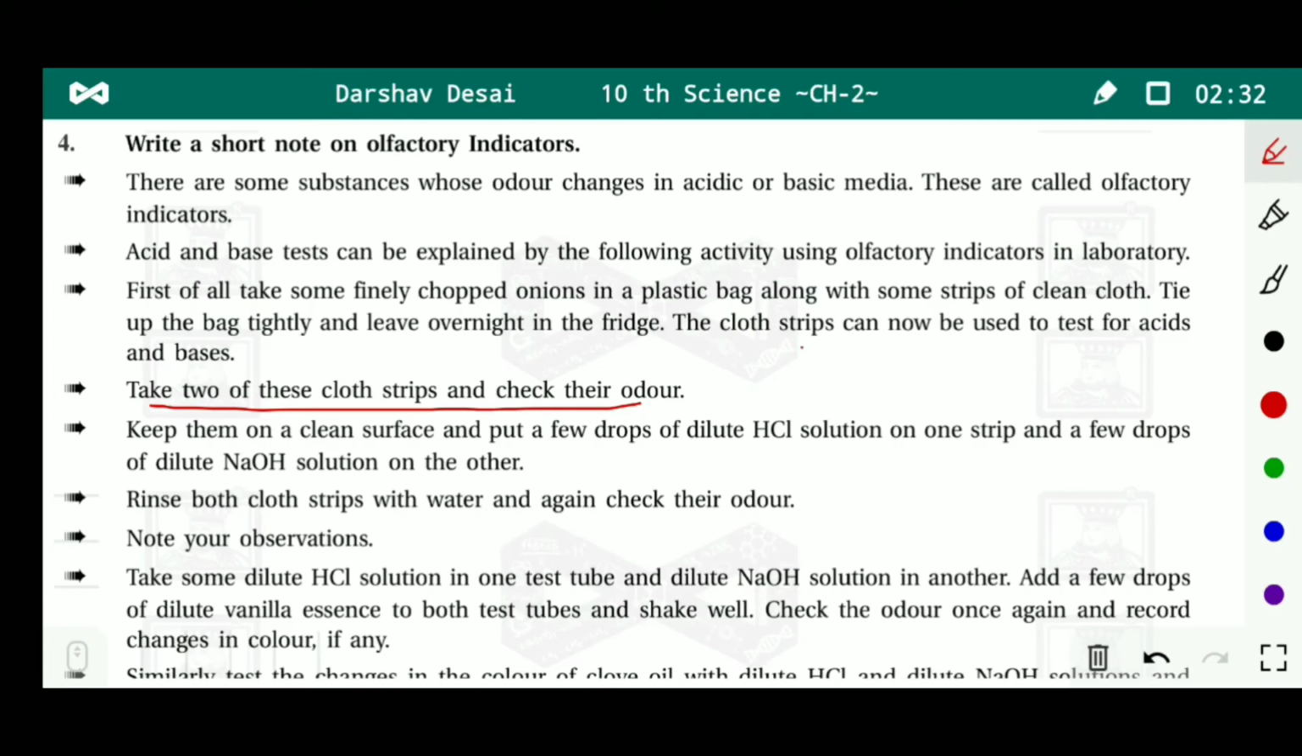Because of the sulfur present in onion, it possesses some pungent smell. Pungent means strong smell, because of the presence of sulfur in onion. Now keep them on a clean surface and put a few drops of dilute hydrochloric acid solution on one strip.